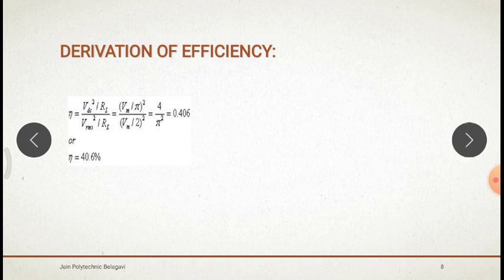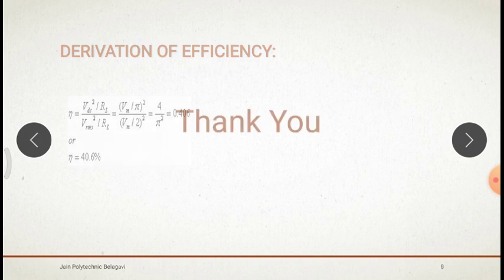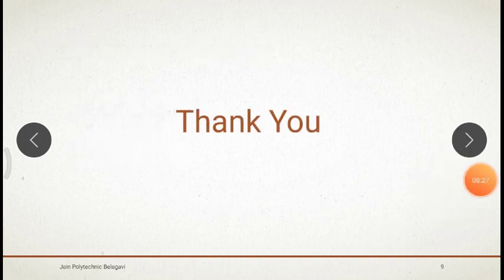You have to substitute the V_RMS and V_DC values in the efficiency equation. Then we will be getting the efficiency as 40.6%. It is very inefficient, because it is conducting only during the positive half cycle. So the efficiency is only 40.6%. To overcome this, we are using the full wave rectifier.